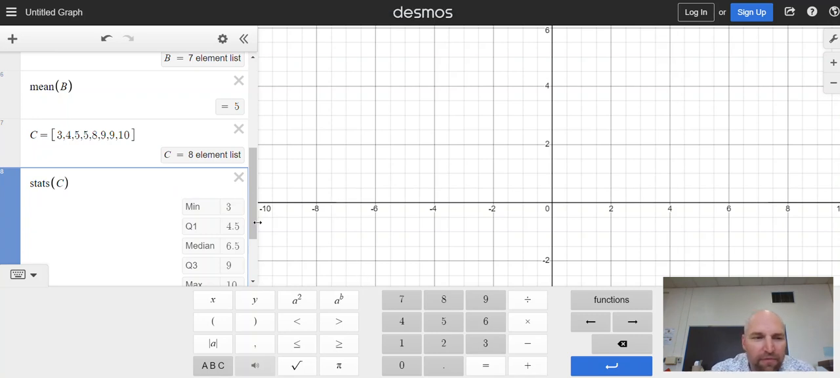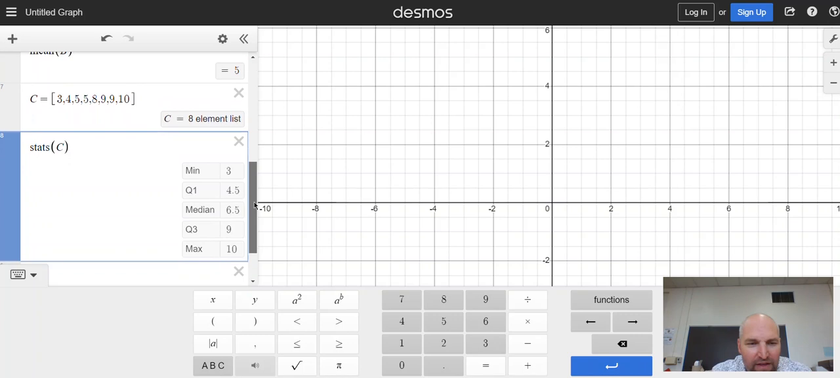Sorry, I goofed up there. I'm going to change it to C. And I just go to stats and I go to C, and now I have it. Quartile 1 is 4.5. My median, which is quartile 2, is 6.5. Quartile 3 is 9. My min is 3, and my max is 10. All right, that's as easy as it is.